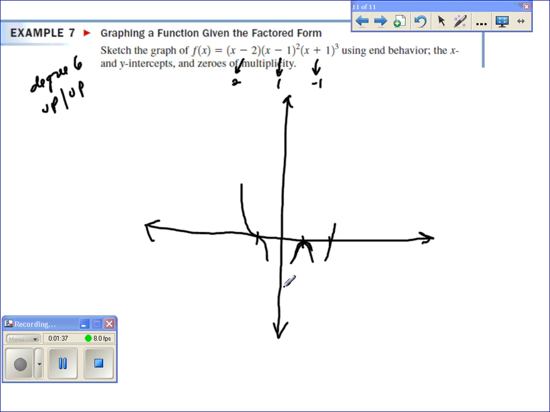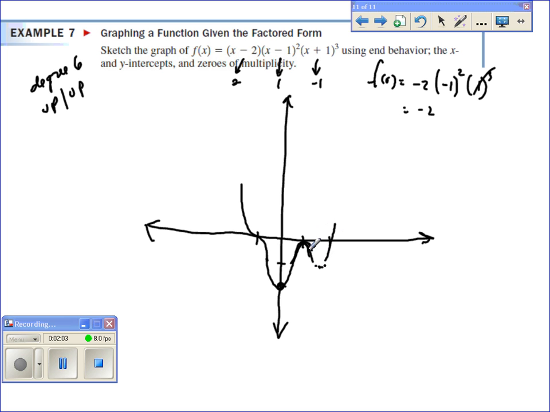Now, what about at 0? Well, to figure that out, we're going to go f of 0 is, let's see, negative 2, negative 1 squared, and 1 cubed. That's not important. That's a positive, so we get negative 2. So it's down here, 1, 2. That is our 0, our y-intercept. And so how deep does this go? We don't know, but it doesn't matter.